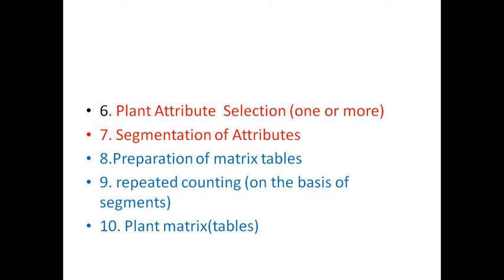On the preparation of tables, repeated counting system. We are counting the same grid on the basis of the number of attributes taken by the researcher, and ultimately we can get a plant matrix. Then there are lots of techniques, lots of layering methods, but those are not totally included in our syllabus. So we are stopping here.